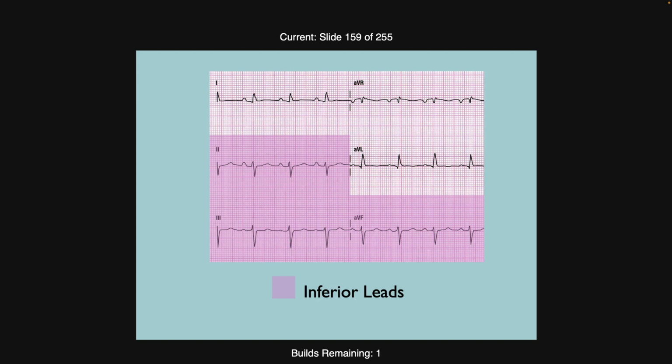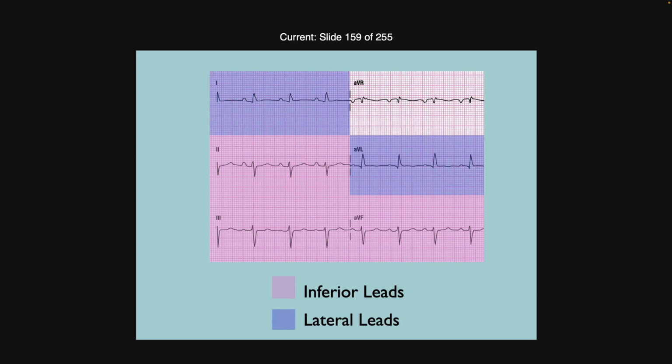The other contiguous limb leads are 1 and AVL, because remember, those are both up here looking at the high lateral wall of the left ventricle. So 1 is contiguous with AVL. Now, is lead 1 contiguous with lead 2? It's lying right beside it, but it's not, okay? Lead 1's up here, lead 2's down here. But don't get confused. Don't say, oh, they're contiguous because they're sitting right beside each other on the 12 lead. That's not what we're talking about. We're talking about on the heart itself.